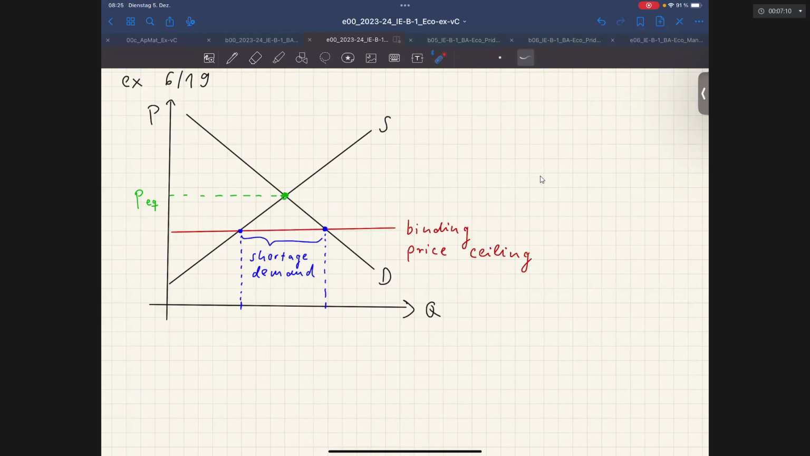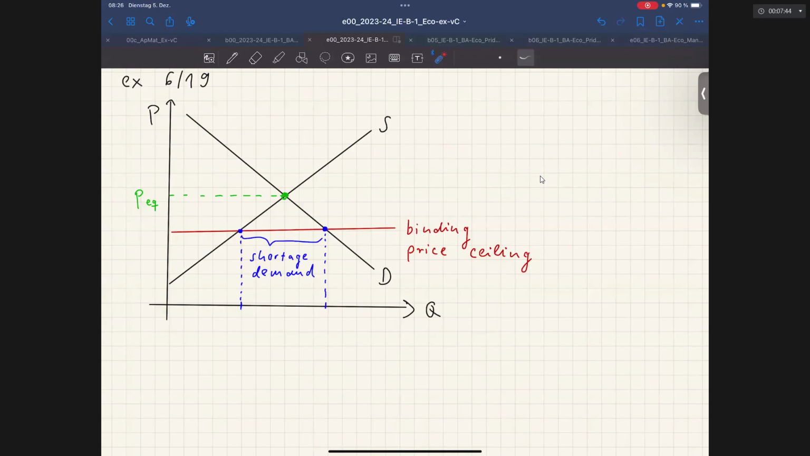For that binding price ceiling, for a price of that level, here, that's the quantity supplied. I see. P with a hat on it, okay? For this price, that's here the quantity supplied. For that price, quantity demanded. And quantity demanded is much higher than the quantity supplied. Gotcha. Do you agree? Yes.